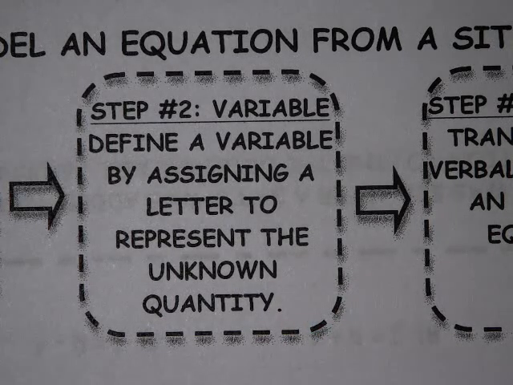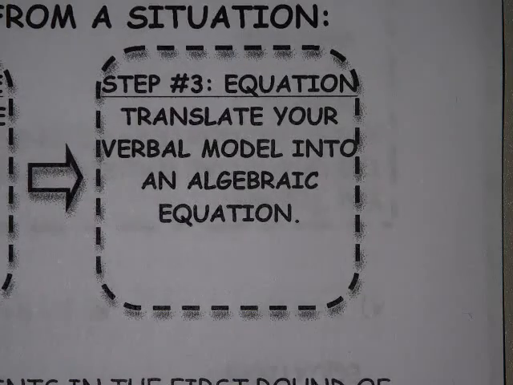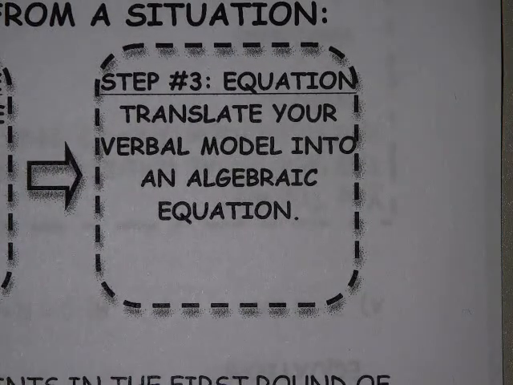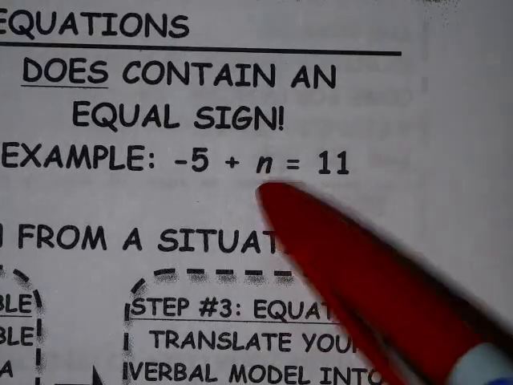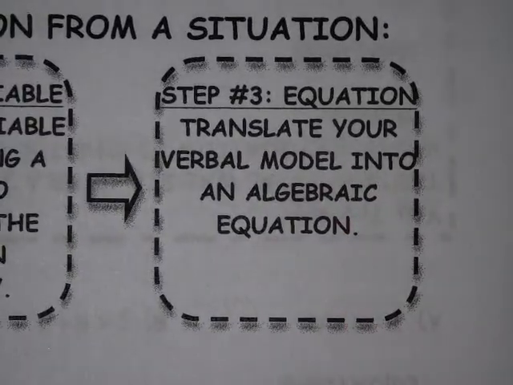For example, we might use the letter N, or the letter X, or the letter R, S, T, any letter that we want to use to represent a number that we're trying to find. And then the last step is to actually write the equation. Take what we wrote in words and make it an algebraic equation, that means it has a letter in it like this one.